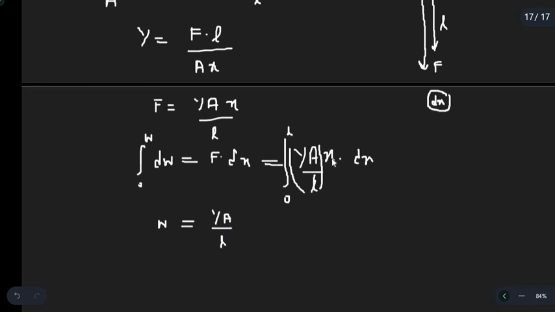As x dx will be x square upon 2, which when I put with the limit will be L square upon 2. So 2 into L square. This L and this L will get cancelled. So it will come YAL upon 2, right? So YAL upon 2.